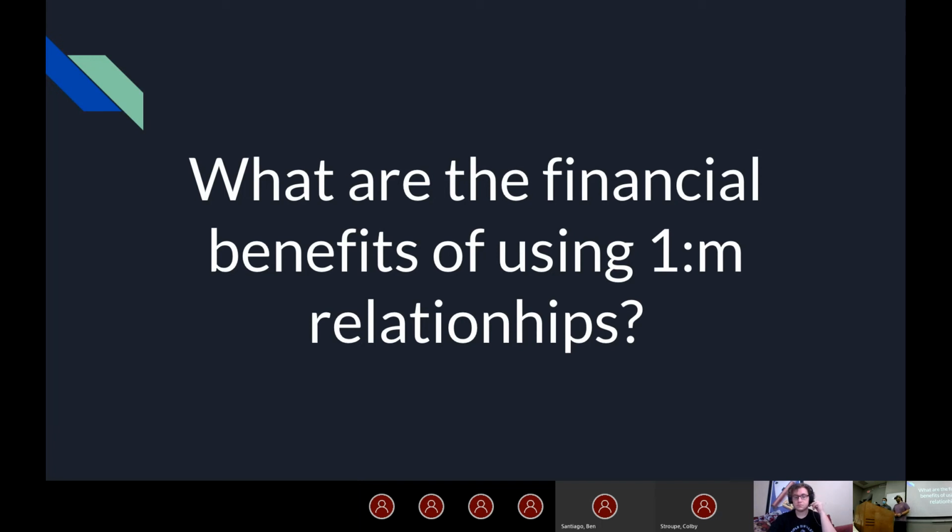All right, so our first question is, what are the financial benefits of using a one-to-many relationship? Like inside their databases, whenever they're organizing information. Yeah, for example, one company has many departments. Those departments have many employees, but one employee can only belong to one department, and those departments can only belong to that company. So one large to many small.